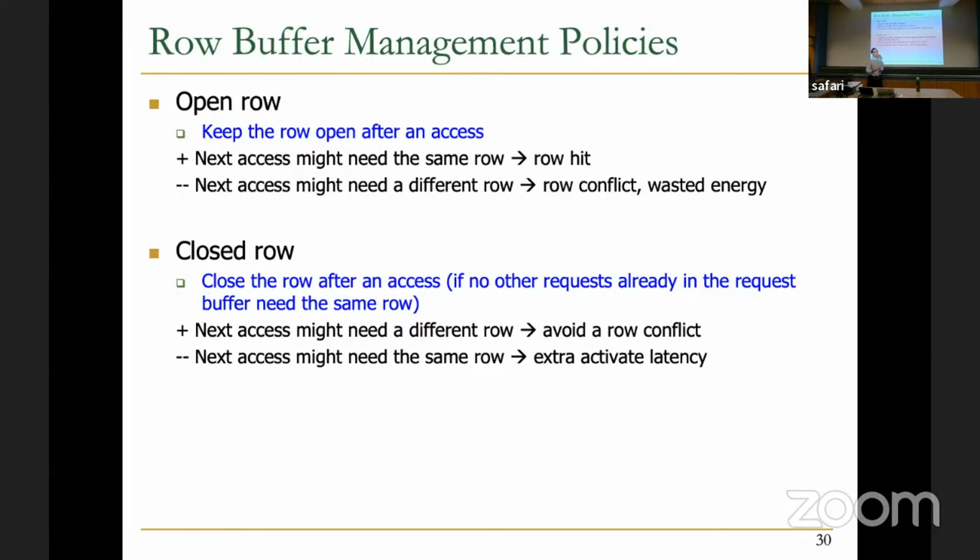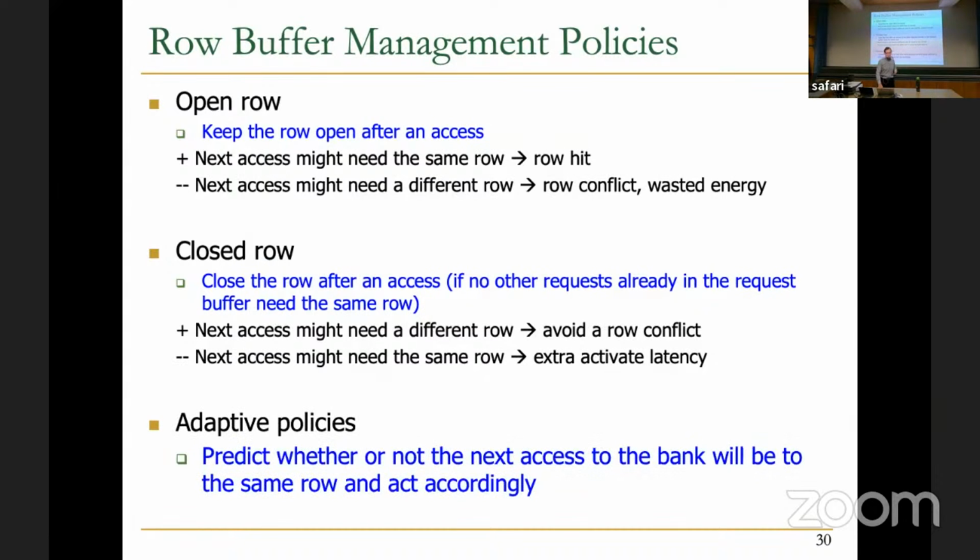So open row policy is good when you have good row buffer locality in your request stream, and your memory controller can actually exploit that locality. Closed row is good if you don't have good row buffer locality in your request stream, and the memory controller tries to exploit it, but it doesn't find it, essentially. But these are two extremes, right? You can also have adaptive policies that predict what's going to happen, right? Predict whether or not the next access to the bank will be to the same row and act accordingly.